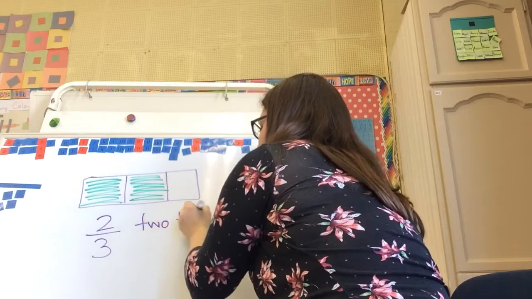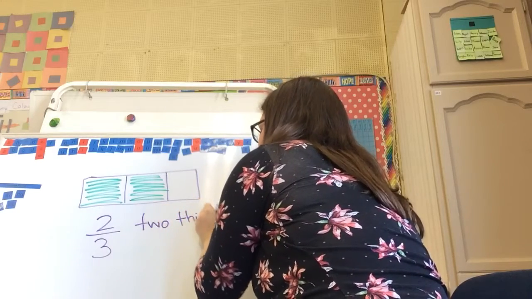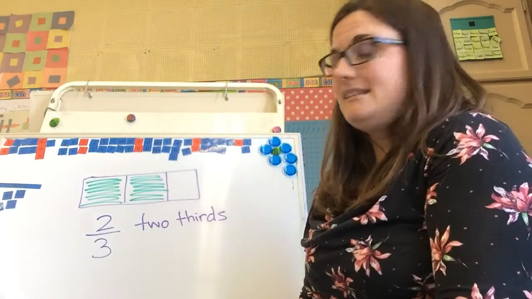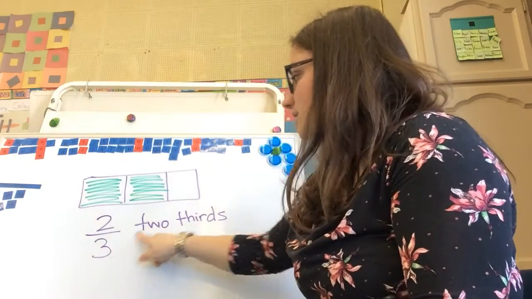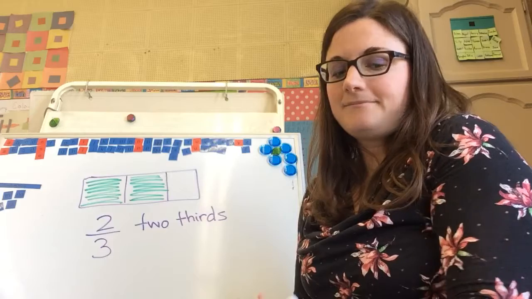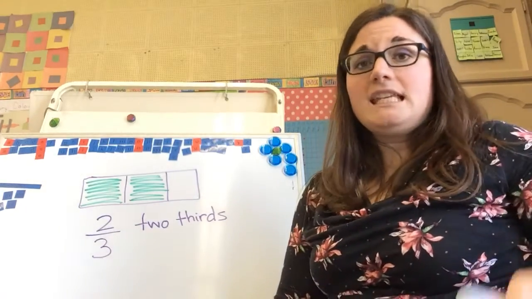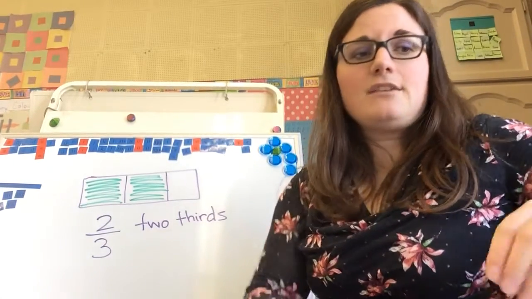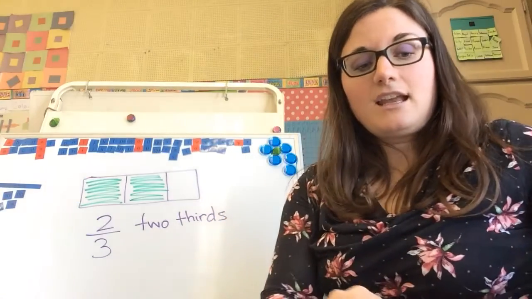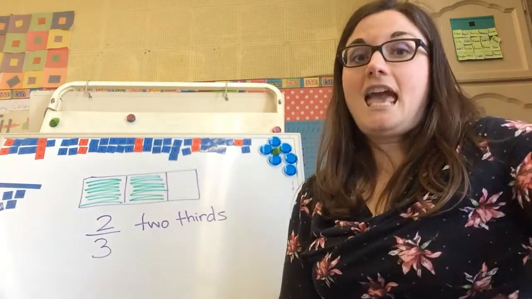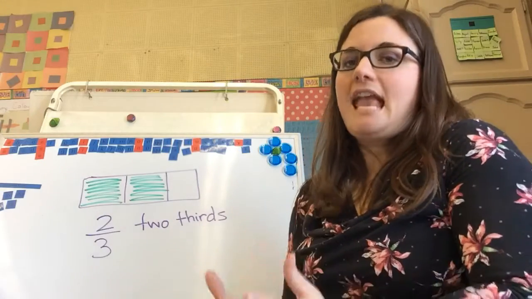So the first number tells us how many pieces, and the second one is how many pieces it's broken into, 2/3. Okay, and we could keep going because you maybe take the chocolate bar that had 8 pieces. What if instead I color 5 of them? Okay, we would have 5/8.